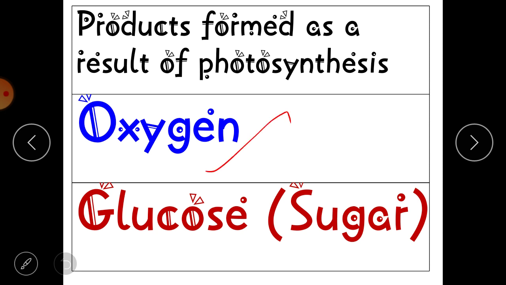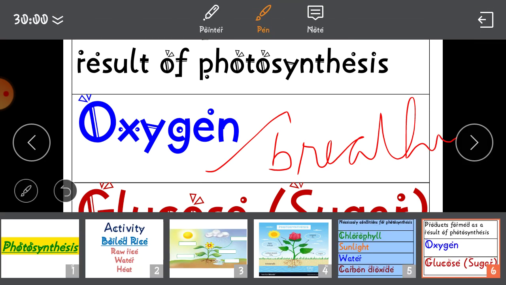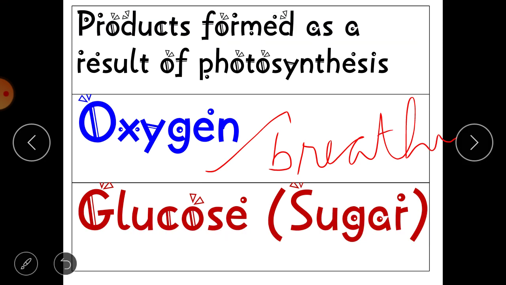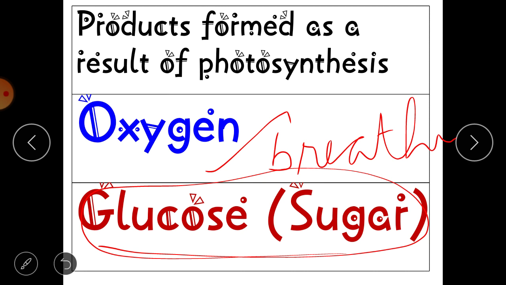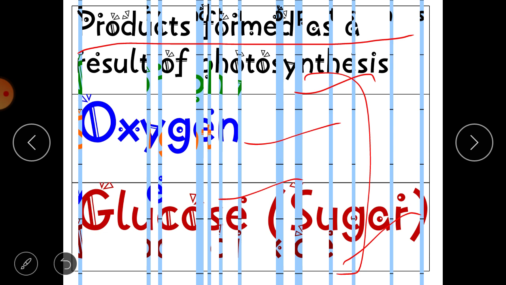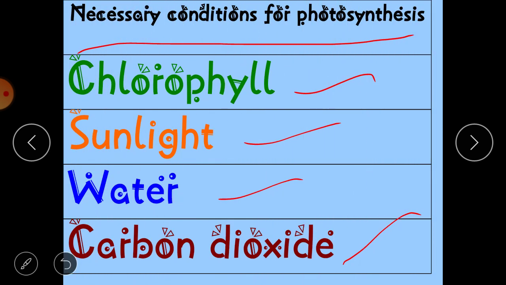So what are the products that are formed as a result of photosynthesis? They are oxygen, which helps us to breathe, which helps other animals in breathing, so this is the gas. Okay. And glucose or sugar, which is formed by the plants as their food and stored in different parts of the plant. So my dear students, I hope these things are clear to you. So again I am telling you some of the functions.